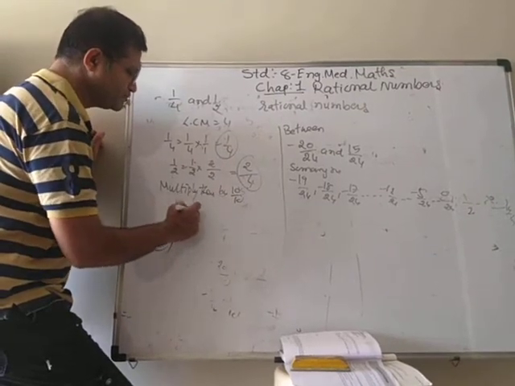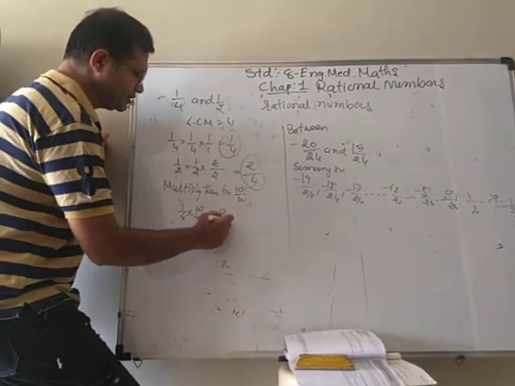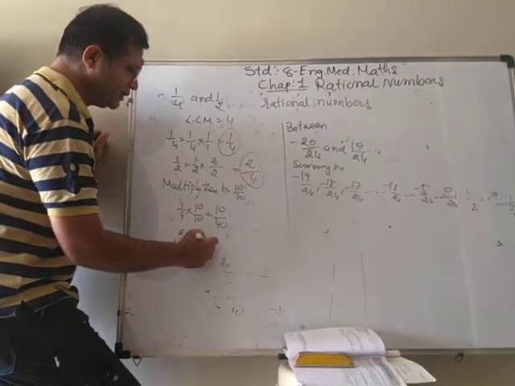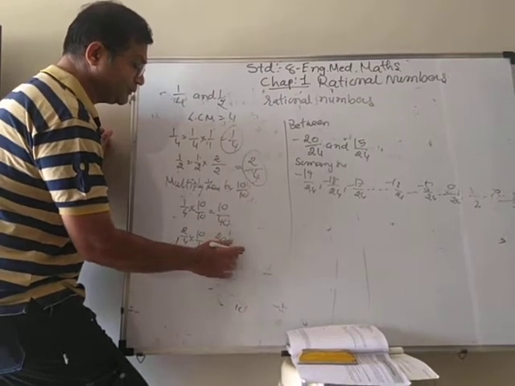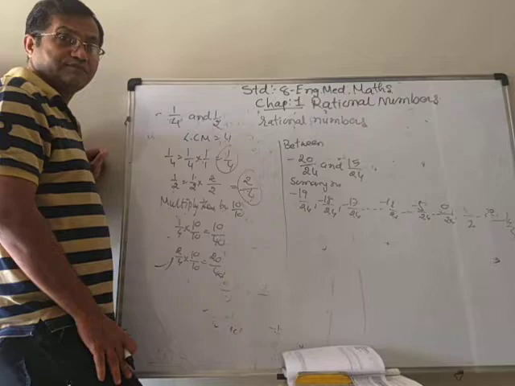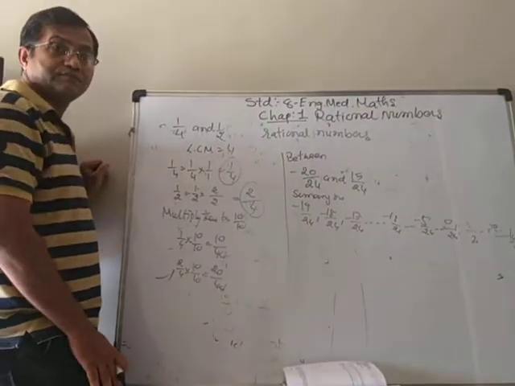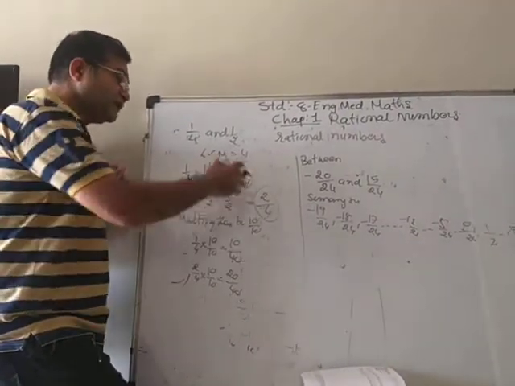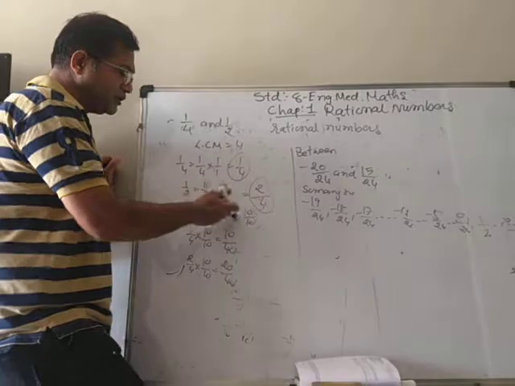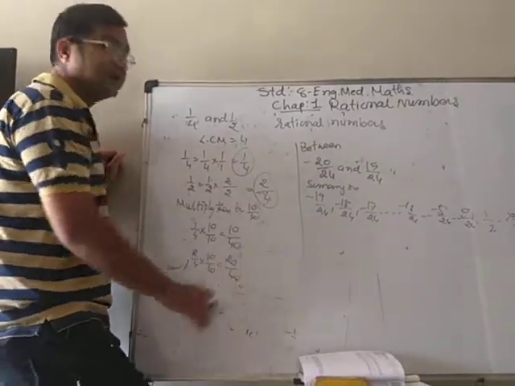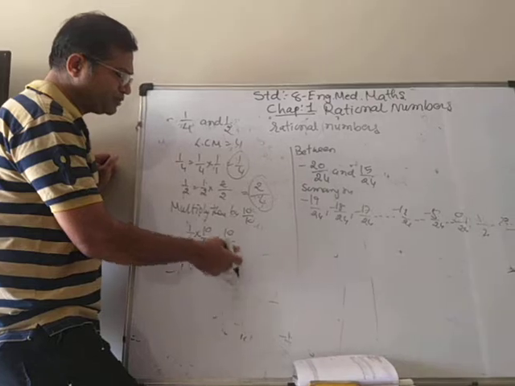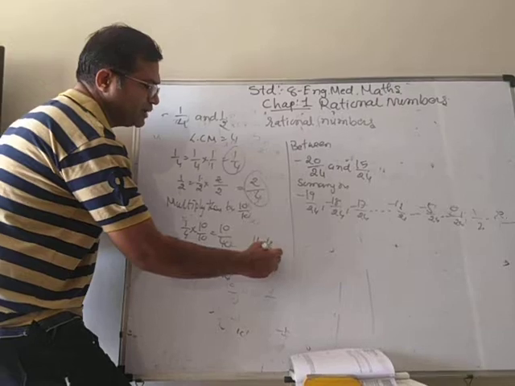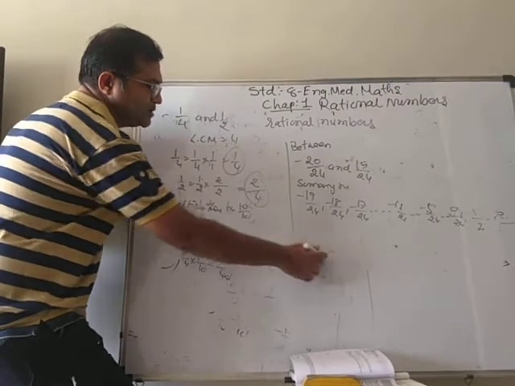So 1 upon 4 multiplied by 10 upon 10 will get 10 upon 40. Similarly 2 upon 4 multiplied by 10 upon 10, then you get 20 upon 40. So here now you get a range. Before, you didn't get any number, meaning there are numbers but you don't know how to represent them. So now when you multiply both numerator and denominator by the same number, you get a big range. So now between 10 upon 40 and 20 upon 40, there is 11 upon 40, 12 upon 40, 13 upon 40 and so on.